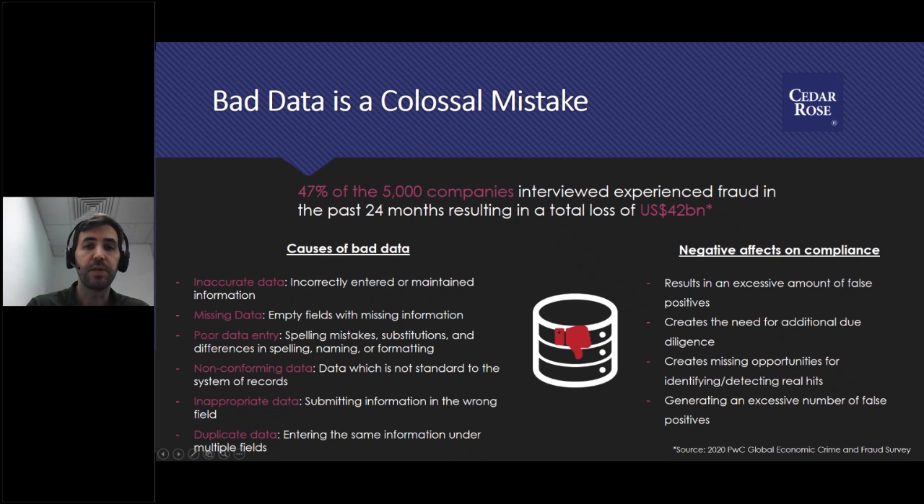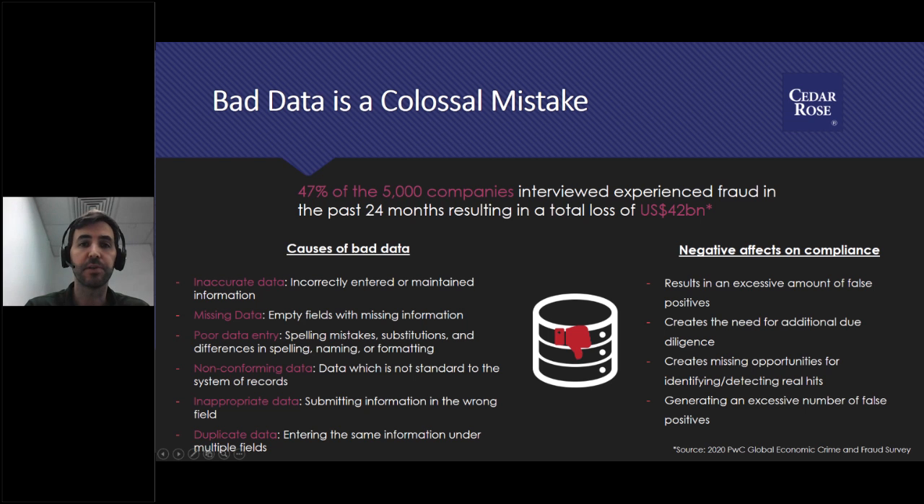Now that we have discussed the difficulty of accessing data and information in the Middle East region, let's look at another key challenge: accessing, relying on, and using that data. The 2020 PwC Global Economic Crime and Fraud Survey found that 47% of the 5,000 companies they interviewed experienced fraud in the last 24 months, resulting in a loss of 42 billion USD.